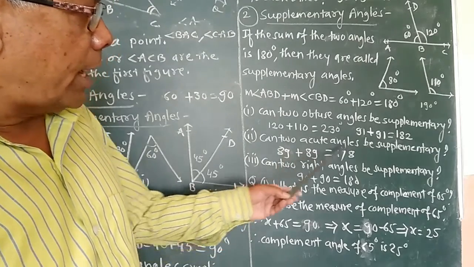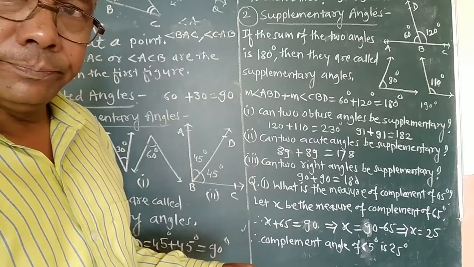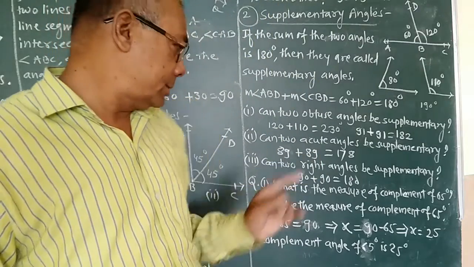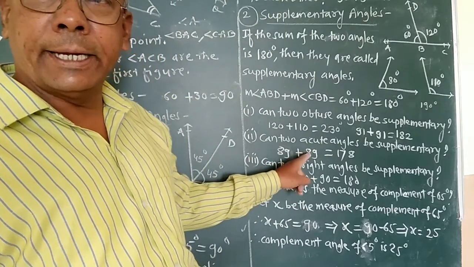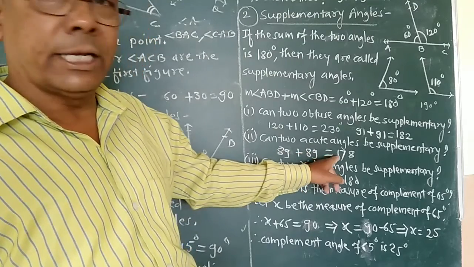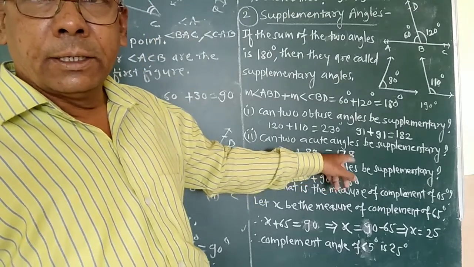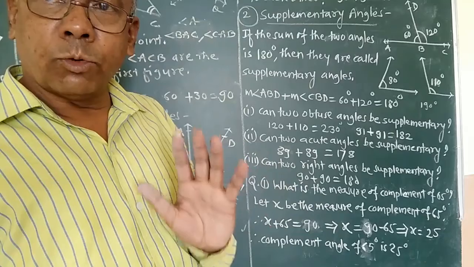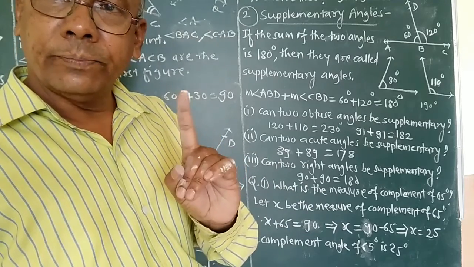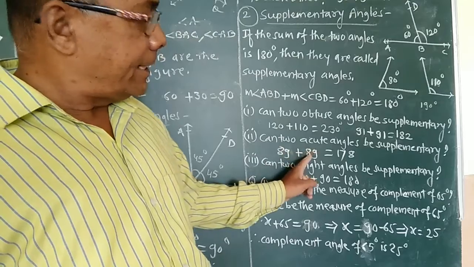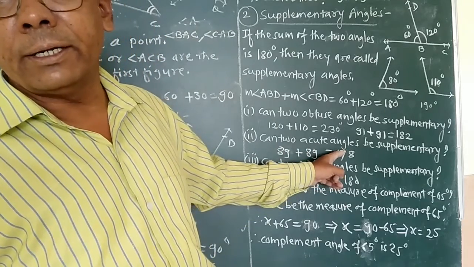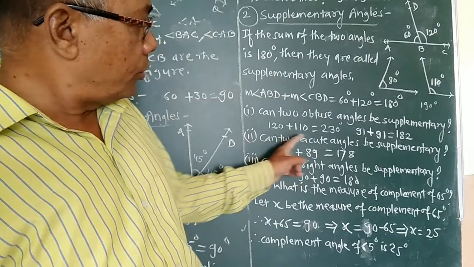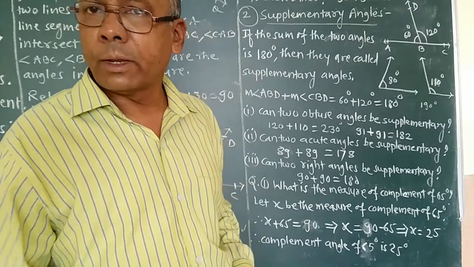Now, can two acute angles be supplementary? Now, if we consider the highest or greater acute angle, that is angle of 89 degree and 89 degree, and if we add, then we will get the addition 178. सगळ्यात मोठा ॲक्यूट अँगल कोणता आहे? 89 डिग्री. तर 89 आणि 89 ची जरी ॲडिशन घेतली तर ती येते 178. आपल्याला पाहिजे किती? 180 पाहिजे. 180 काही मिळत नाही, म्हणून two acute angles cannot be supplementary to each other.